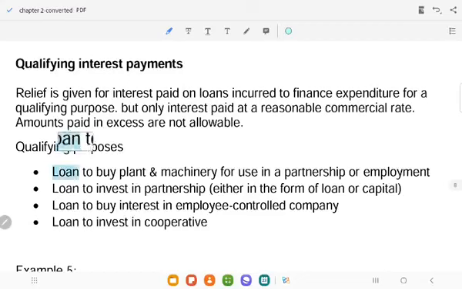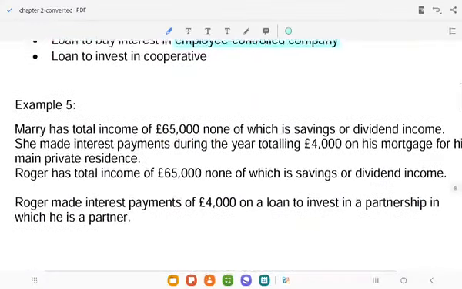Qualifying purposes are: loan to buy plant and machinery for use in partnership or employment, loan to invest in partnership either in the form of loan or capital, loan to buy interest in an employee controlled company, and loan to invest in cooperatives. These are the four qualifying purposes, and if for these purposes you have taken a loan, then interest payment on these qualifying purposes will be considered as relief against total income.